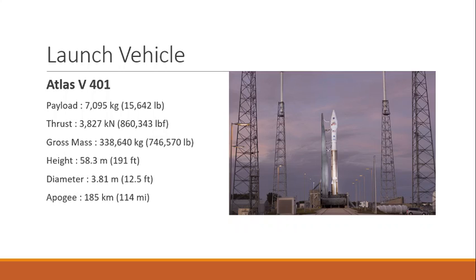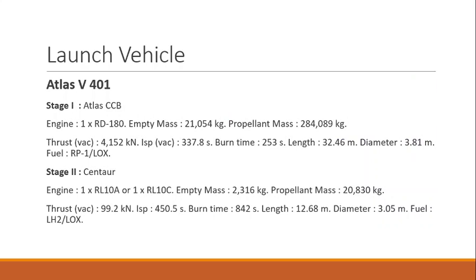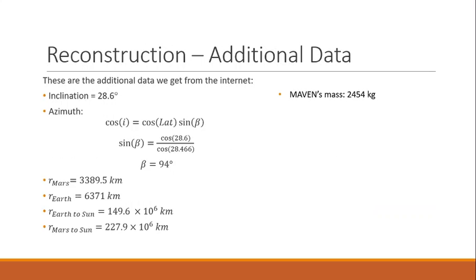The launch vehicle is the Atlas V version 401. You can see the specification here, and it has 2 stages, and you can see the specification for a stage here. Okay, so this is our reconstruction of the mission, but this is the additional data.